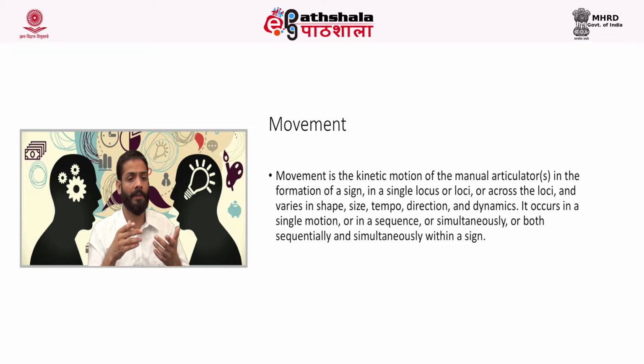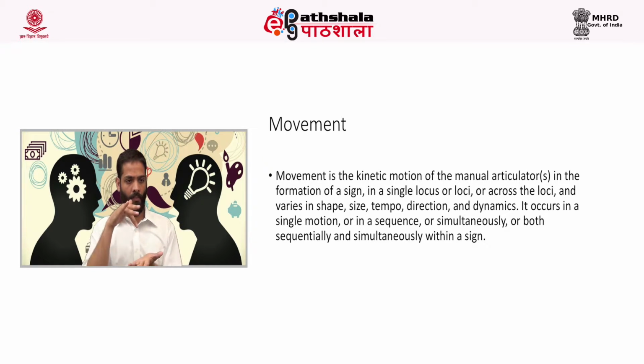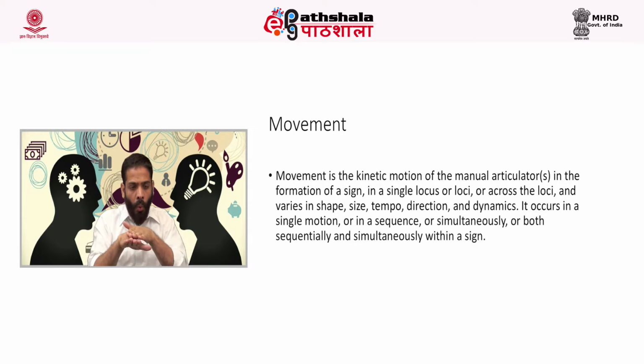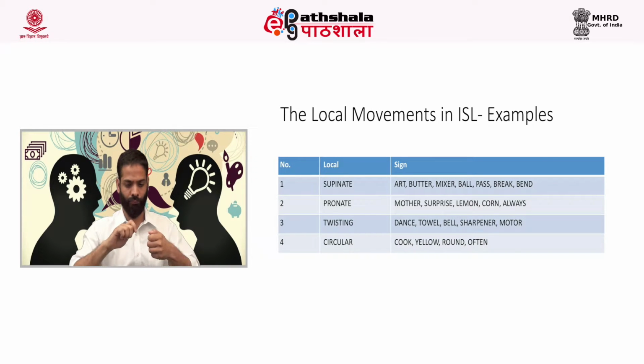The next parameter is movement. Movement is the kinetic motion of the manual articulators in the formation of a sign in a single locus or loci or across the loci, and varies in shape, size, tempo, direction and dynamics. It occurs in a single motion or in a sequence or simultaneously or both sequentially and simultaneously within a sign. We'll show you a few examples.